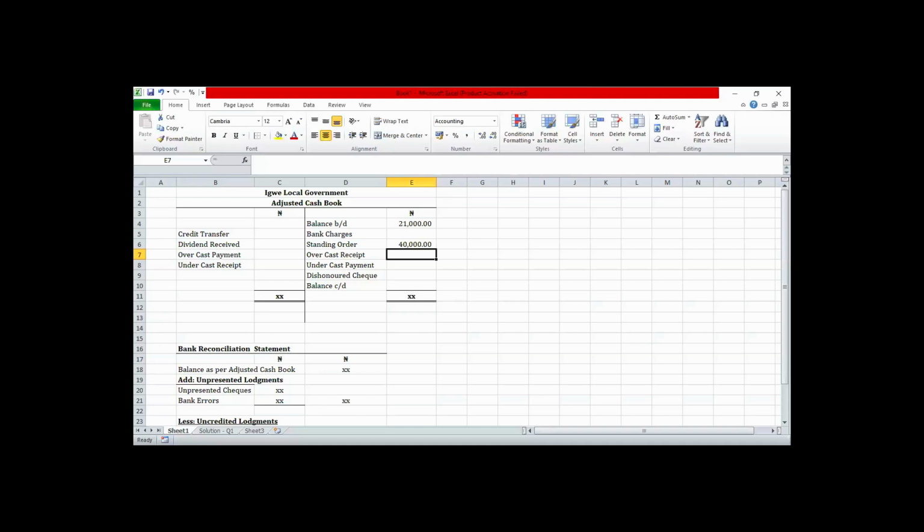Overcast receipt. Look for the difference. What's the difference between the two figures? 71,400 minus 11,400. What do we have? 60,000. That is an overcast receipt and an error in the cash book. The next one.